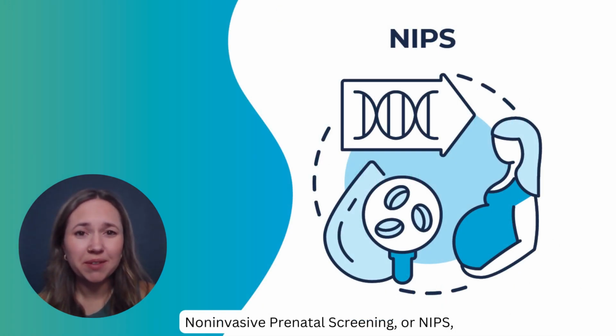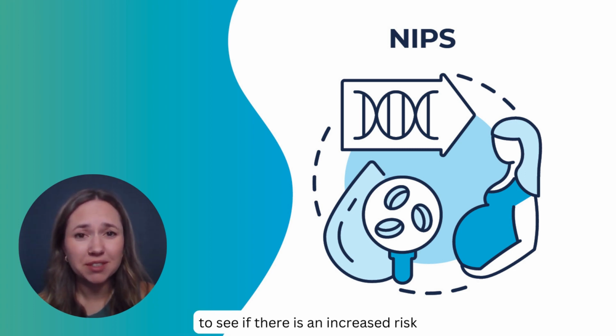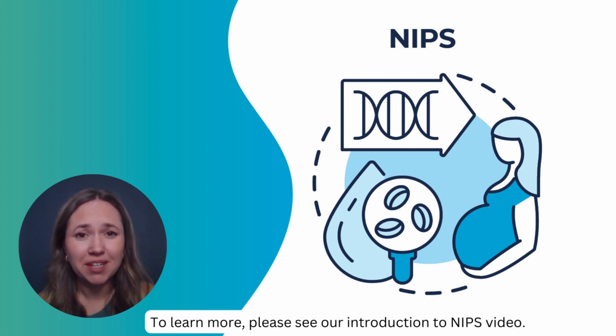Non-invasive prenatal screening, or NIPS, is a type of blood test that can be done in pregnancy to see if there's an increased risk for certain chromosome disorders. To learn more, please see our Introduction to NIPS video.